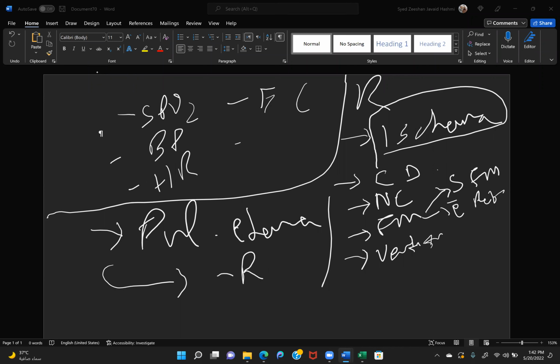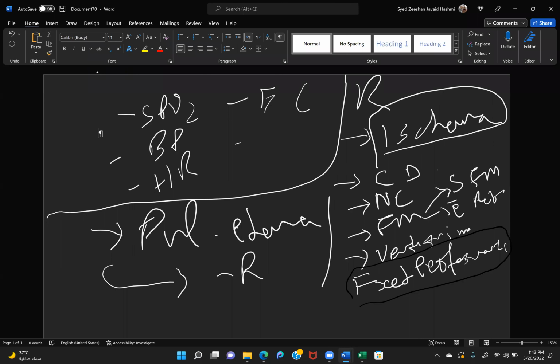Can anyone tell what is a Venturi mask? Dr. Anila, would you like to say what is a Venturi mask? Yes. So a Venturi mask is a mask in which we can adjust the FiO2, the fractional inspired oxygen. It's a type of face mask basically. Actually, it's a fixed performance device.